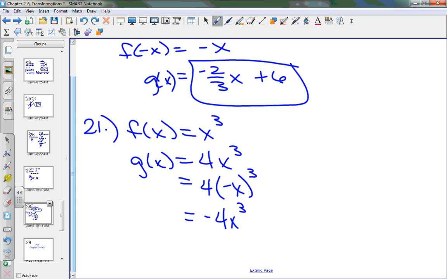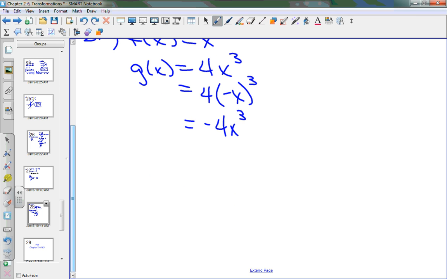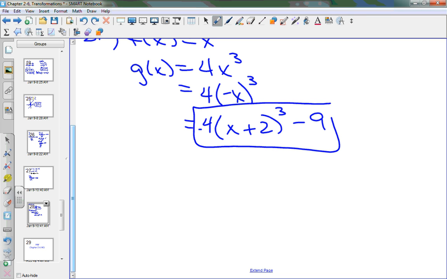Then it says left 2 units. So minus 2 or add 2. Right, it should be in parentheses. Okay, I'll show you something. In parentheses, it says to the left how many units? 2. So what do I write there? Add 2. Plus 2 cubed. Then what? Down 9, so that's minus 9. Do we see that? Now, why does that look like it's reflected over the x-axis and not the y-axis?